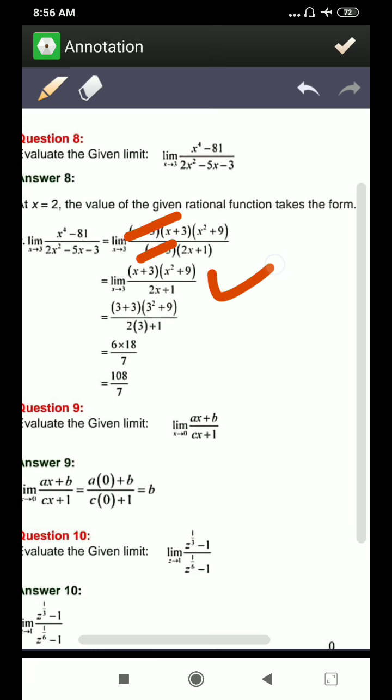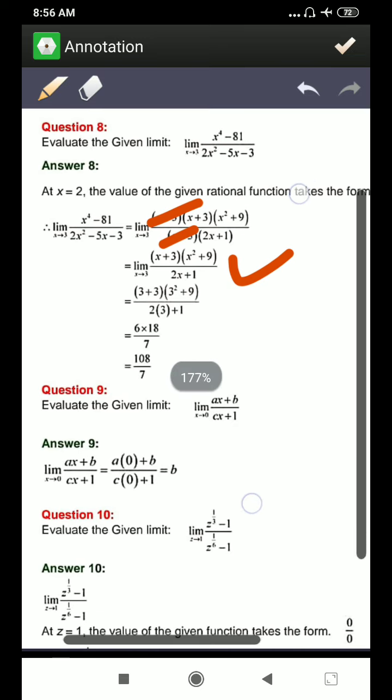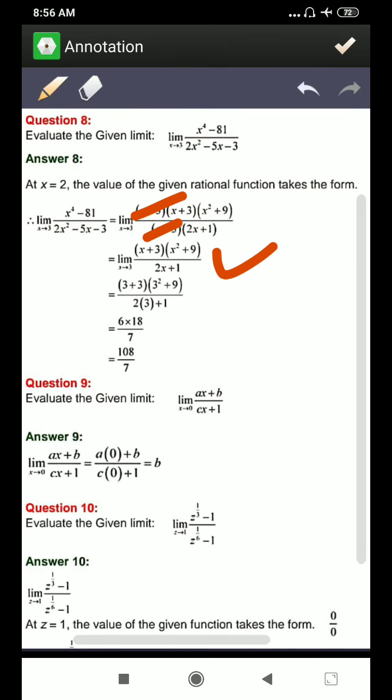Now you are left with this much particular part. In this you put x equal to 3. On replacing x equal to 3, you will get the desired answer. Question number 9. Limit x tends to 0, (ax plus b) upon (cx plus 1). In this you replace x by 0, so directly we'll get b as the answer. You will always get a direct answer. Only in the cases in which it is 0 by 0 form, you have to further simplify it.